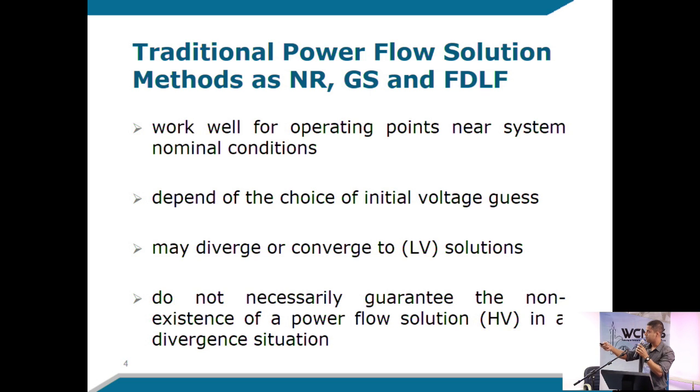A previous review of the traditional power flow problem solvers. We have Newton-Raphson, Gauss-Seidel, and fast-decoupled load flow methods. But these techniques work well for operating points near the system's nominal conditions. If the system is not in nominal conditions, these methods are prone to fail. They depend on the choice of initial voltage guess that should be near the final solution, and may diverge or converge to low voltage solutions, inappropriate solutions. And they do not necessarily guarantee the non-existence of a power flow solution, a high voltage solution, in a divergence situation.